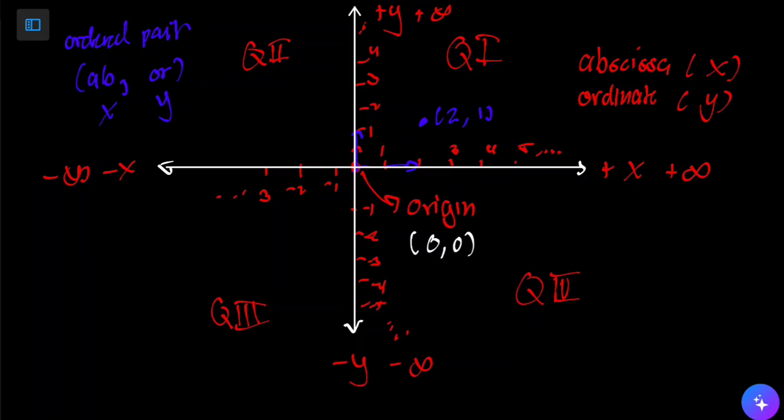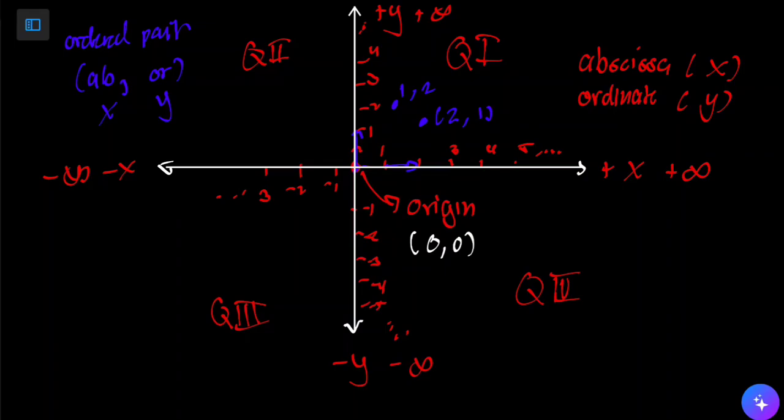They are not interchangeable, because if you make it 1, 2, your point will be located along the x of 1, so it's here, and your 2, so it should be here. So this is your 1, 2. That's why your ordered pairs are not interchangeable.